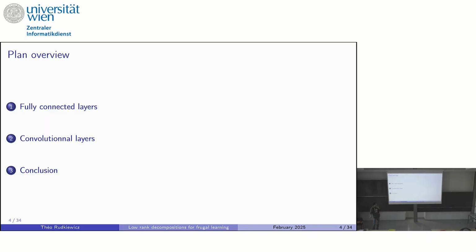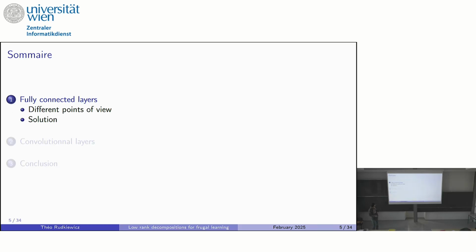Okay, so first I will present the case of fully connected layers. So that was what Guillaume presented. And then a convolutional layer that is a way to connect layers with convolution. We'll recall what it is. So first, fully connected layers.